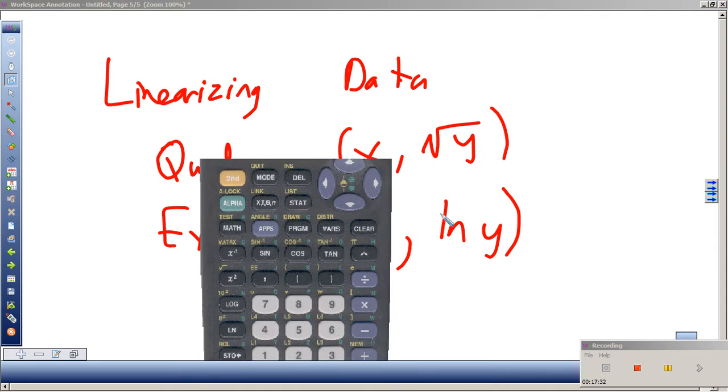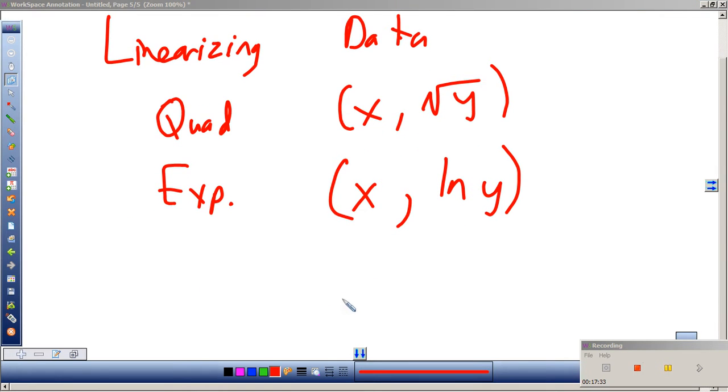Now, we've got a couple other things to linearize. If you have exponential, we did that one. If you have logarithmic, what do you think you're going to do for logarithmic? Without looking at your book.